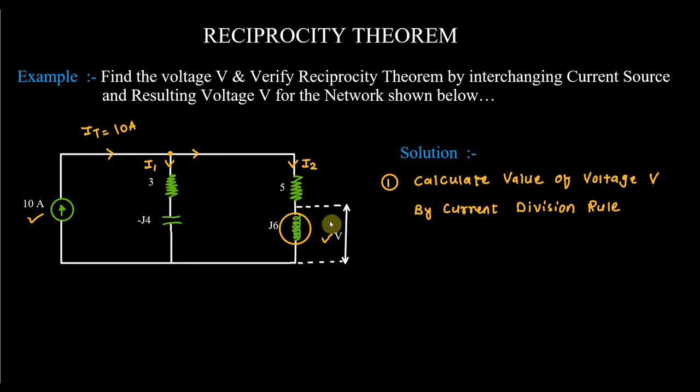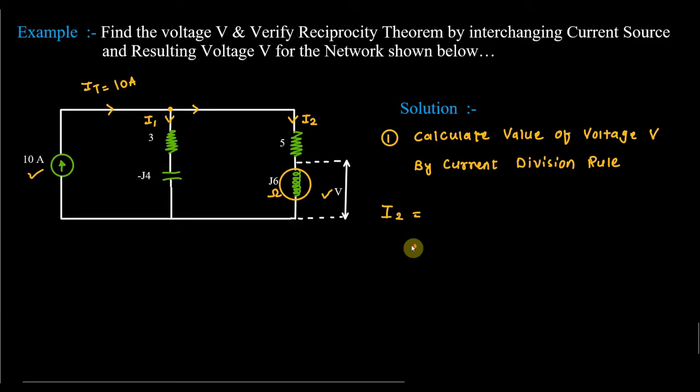So how do you get the voltage? Voltage is simply current multiplied by the ohmic value. The ohmic value of that inductor is J6, and the current through the inductor is I2. So our aim is to find this current I2 first. According to the current division rule, how do you get I2? Apply the current division formula.